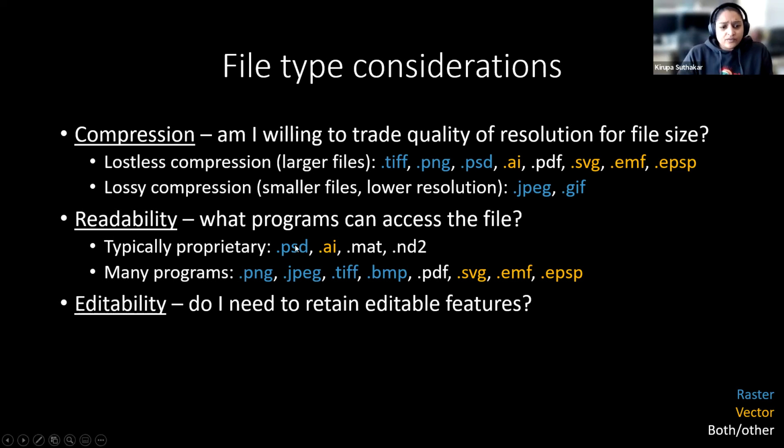And then readability for other file types. So basic file types: PNG, JPEG, TIFF, bitmap, PDF. These are all readable on many programs. And then you've got these ones here, which are your vectors as well. And the reason why I've got these on many programs is, for example, MATLAB can output EMF, EPS files, etc.